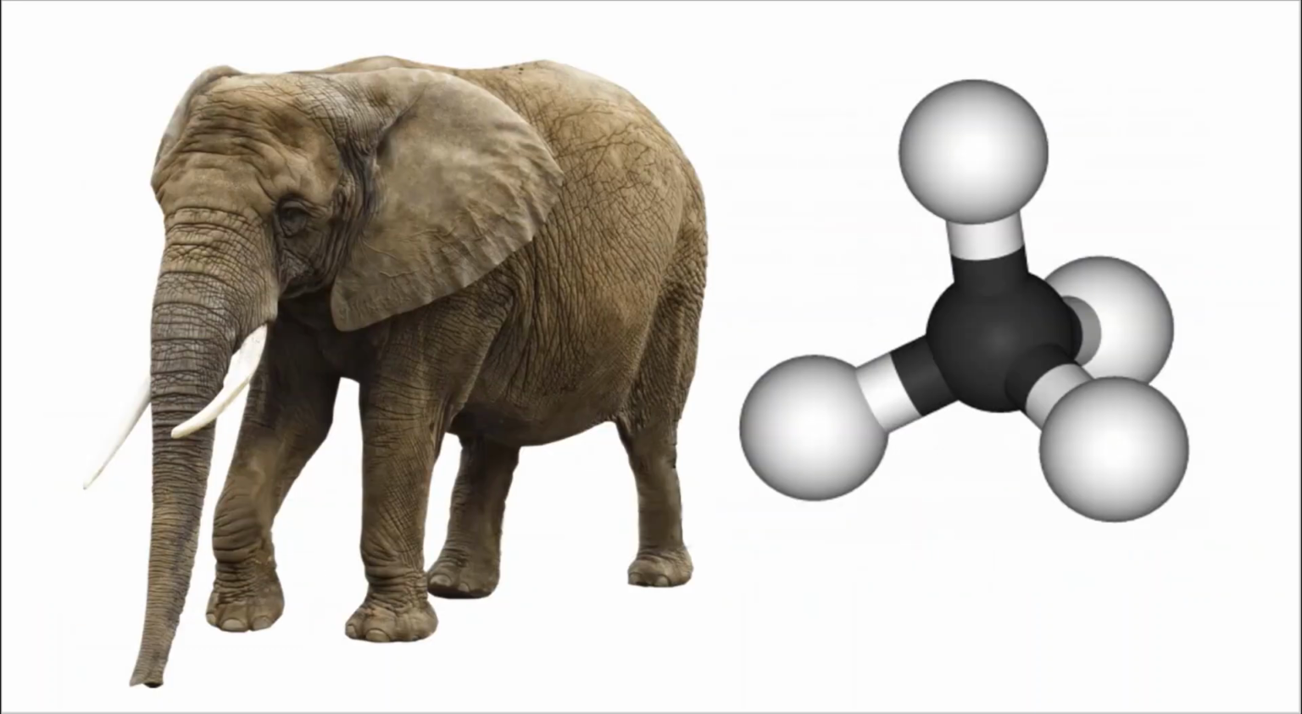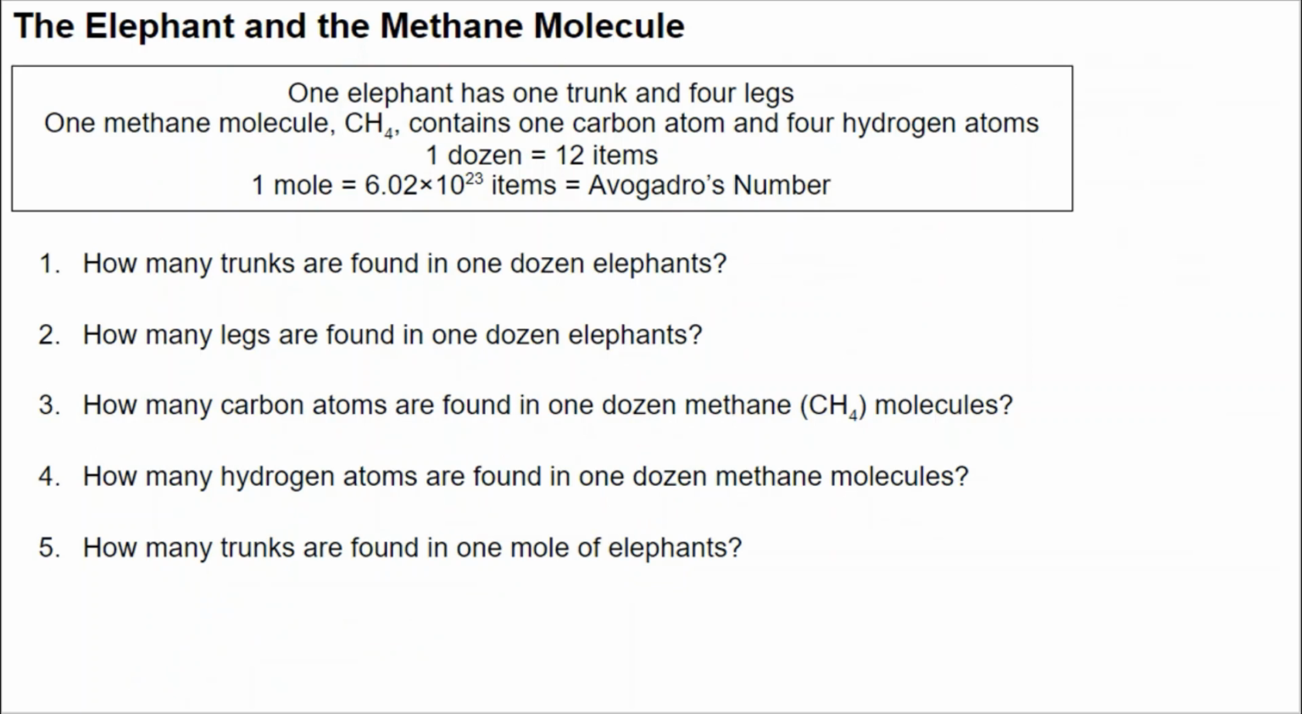So let's explore this mole relationship a little bit. We're going to compare an elephant and a methane molecule. So an elephant has 1 trunk and 4 legs, kind of like how a methane molecule has 1 carbon and 4 hydrogens. So if I had a dozen elephants, I would need to multiply 12 times 1 trunk per elephant, and that would give me 12 trunks. We could also just say that this is a dozen.